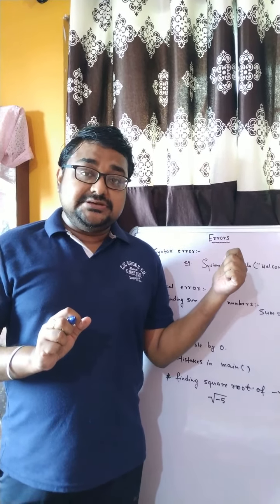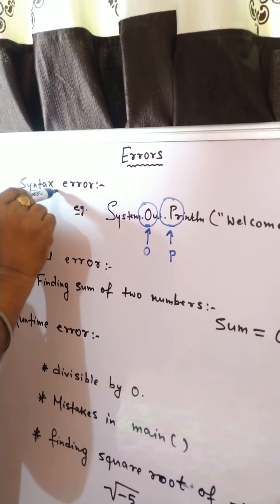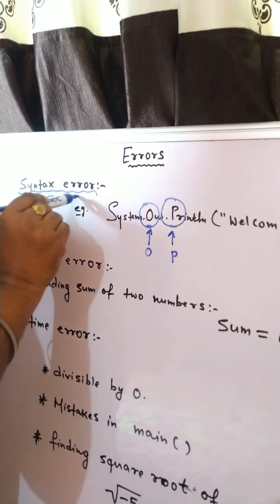You can see here the O written by me in capital letter. So that's an error. One more error is there: the P in capital letter. So these two errors are there. So what will be the correction? That O must be in small letter and the P must be in small letter, that is lowercase. So this whole thing is called which type of error? Syntax error.